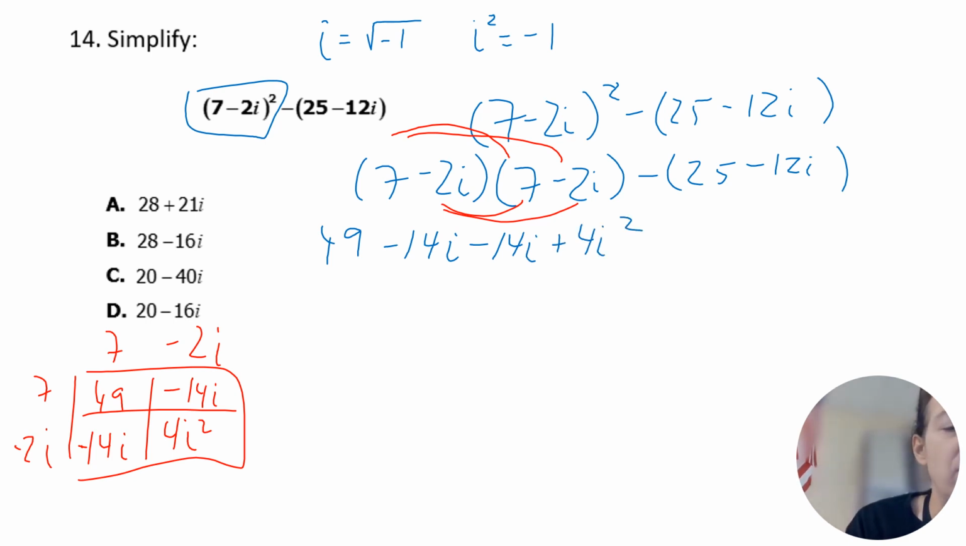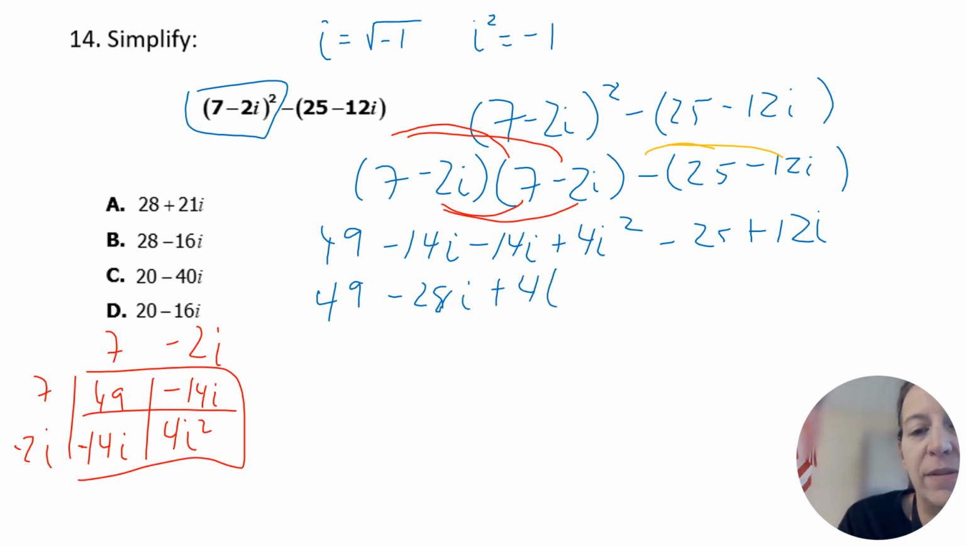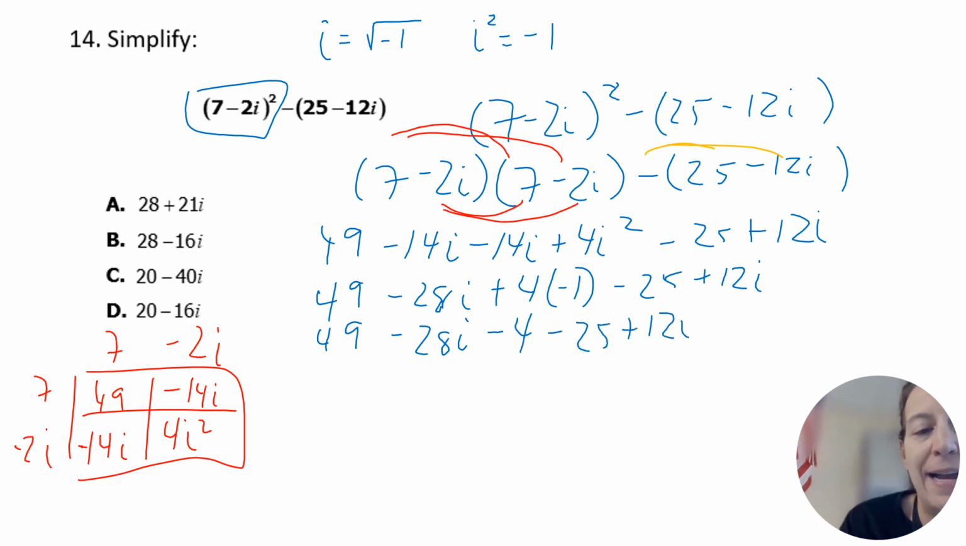And then right here, we're going to distribute that negative through, so we will have minus 25 plus 12i. From here on out, we need to do some simplification. I'm going to do these two together. That's minus 28i. And then 4 times i squared. Well, i squared was negative 1. I'm just going to copy these down. So we have 49 minus 28i minus 4 minus 25 plus 12i.